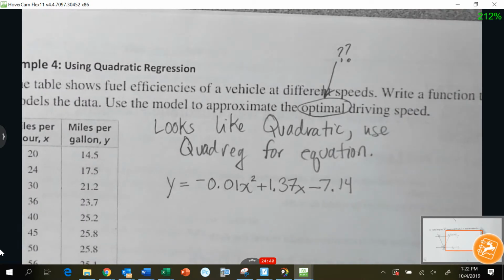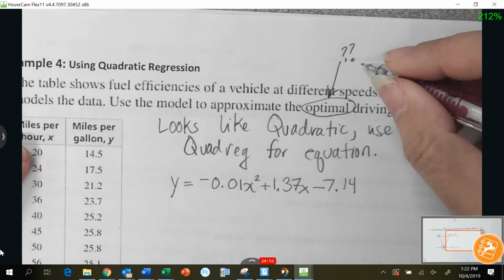What does optimal mean? Bryce, do you know what optimal means? No. Yeah, Max? It's like the best. The best, is that what you're going to say? Yes, like Optimus Prime.